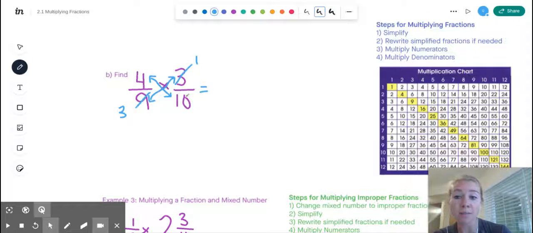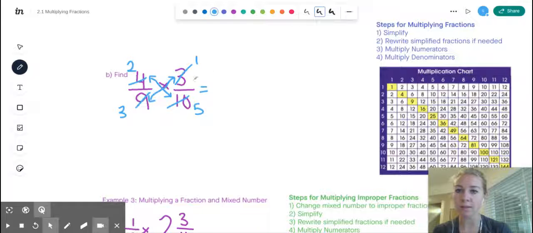Let's see. These numbers are also both even. They're even because they end in 0, 2, 4, 6, or 8. So I know that 2 goes into both of them. 4 and 10 both have 2 as a common factor. Let's see. 2 goes into 4 twice. If we count by 2s, 2, 4, that's 2 times. So my 4 becomes a 2. And 2 goes into 10. Let's see. 1, 2, 3, 4, 5. So my 10 becomes a 5.